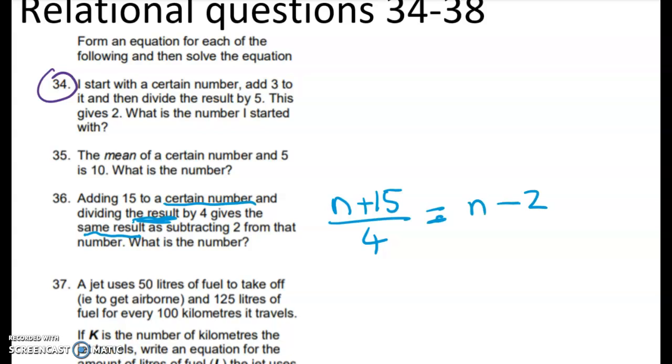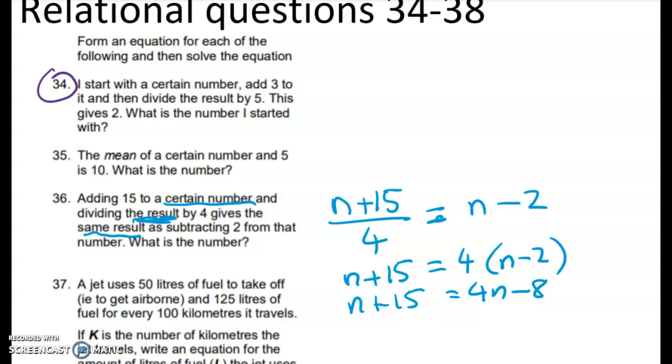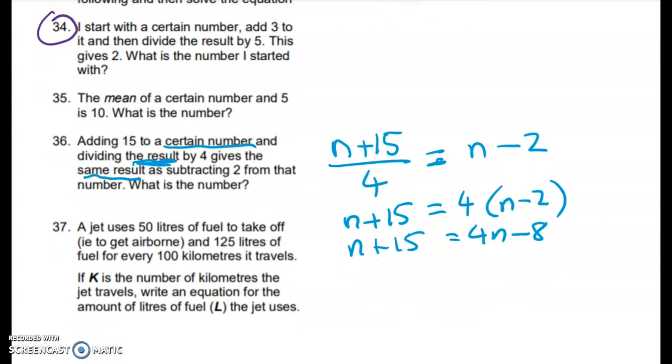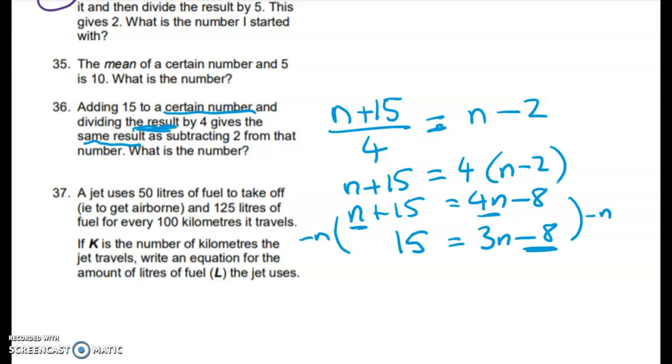To solve that, we're going to multiply both sides by 4. So we get n plus 15 is 4 times n minus 2. N plus 15 equals 4n minus 8. I'm expanding my brackets. Now I'm going to subtract n from both sides, leaving me with 15 is equal to 3n, take away 8. Remember, I want to get the n's on one side and the numbers on the other side. And now I'm going to add 8 to both sides. That gives me 23 is equal to 3n. Dividing by 3 on both sides gives me n is equal to 23 over 3.